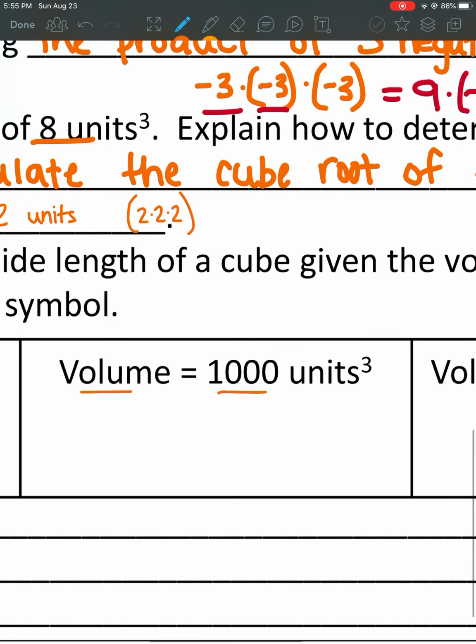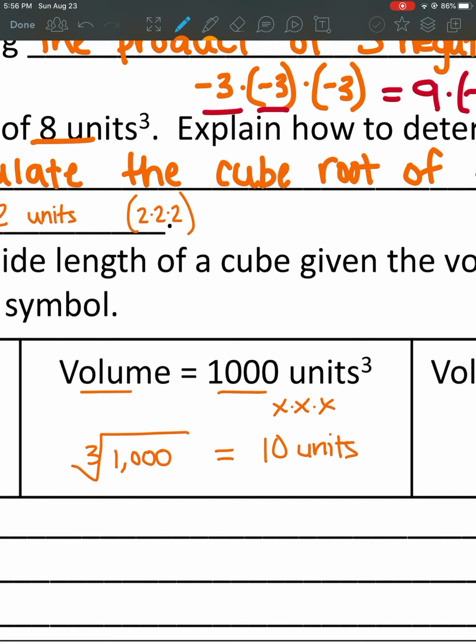Okay. Next one, the volume is 1,000 units. So what times itself gives us 1,000. So we're going to take the cube root of 1,000, and that is 10. So each side length of this cube is 10 units. Again, we could check our work. 10 times 10 times 10. 10 times 10 is 100. 100 times 10 is 1,000.